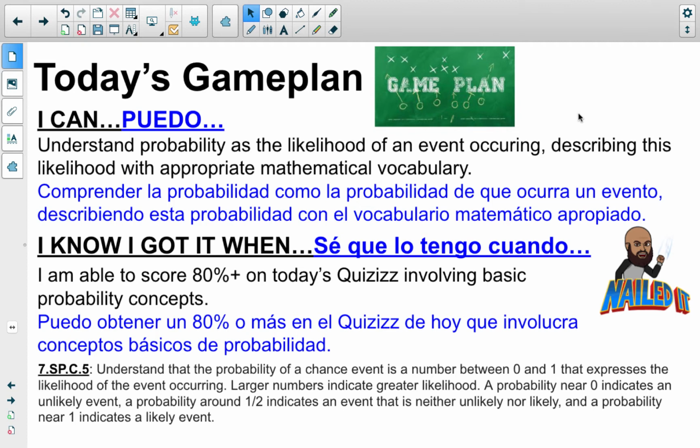You know you have this when you score 80% or higher on today's quizzes involving basic probability concepts. And our standard now has switched to 7SP, standing for Statistics and Probability, C5, which deals with understanding that the probability of a chance event is a number between 0 and 1 that expresses the likelihood of an event occurring. And we're going to talk about, on that scale, what larger numbers mean and what smaller numbers mean.